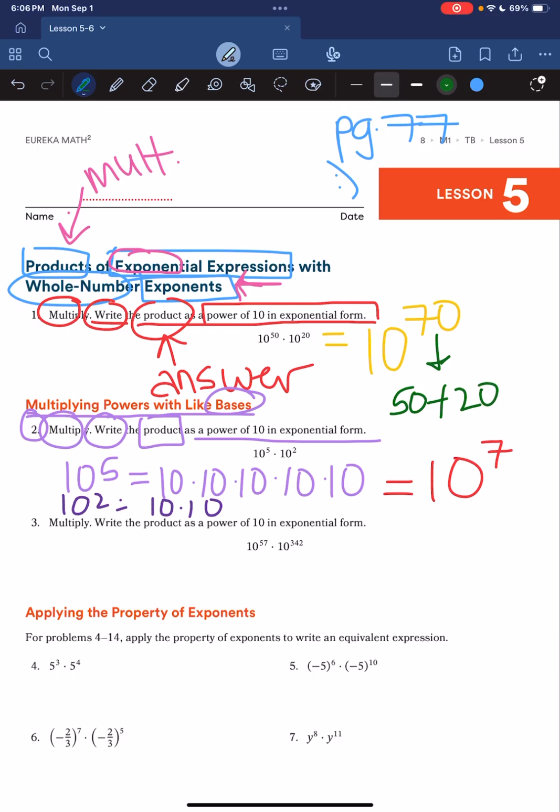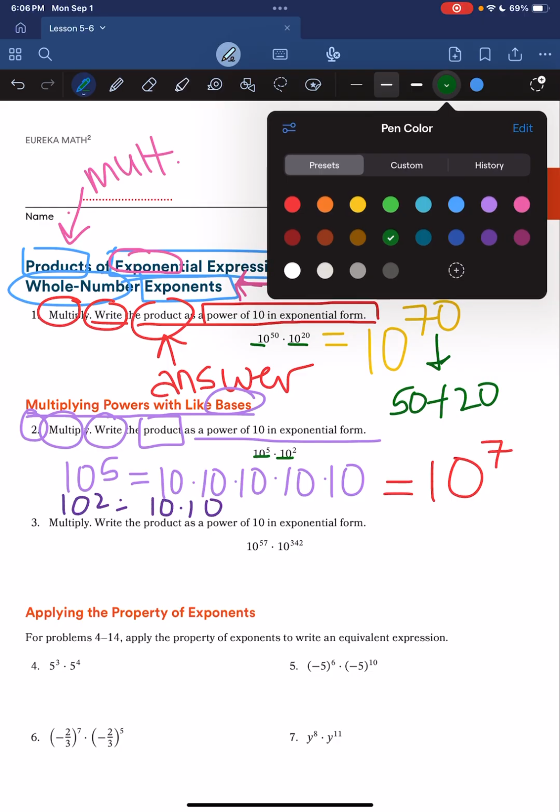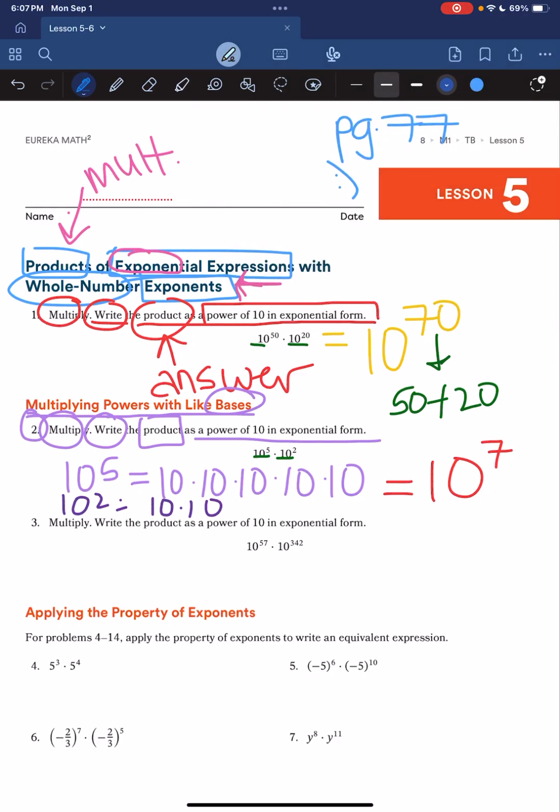Kind of interesting. If you take a look at what we're doing, the very similar thing between all these problems is they all had a base of 10. They had the same base of 10, and we simply just added the exponents. This is the first property that you're going to learn about, and we're going to write it down here in just a minute. So with that being said, let's go ahead and look at that final problem, number 3.